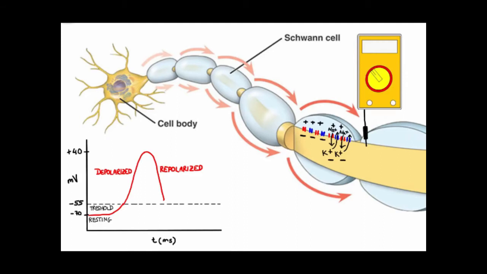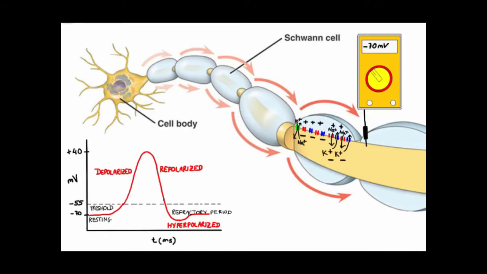As the voltage falls below the reading of the resting state, the membrane is said to be hyperpolarized, because it's even more negative than at the beginning. At this stage, the neuron is unable to conduct a nerve impulse, and it's said to be in the refractory period. The refractory period is a very short period during which the sodium-potassium pump continues to return sodium ions to the outside and potassium ions to the inside of the axon, thus returning the neuron to resting potential.